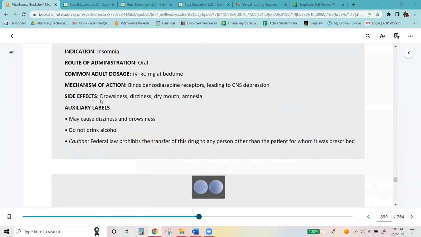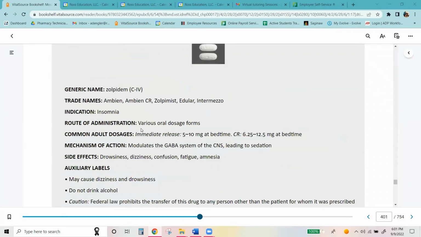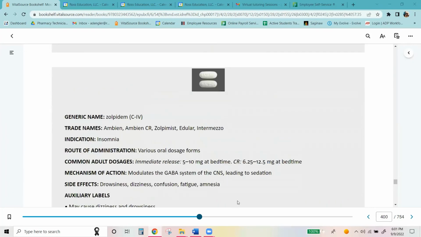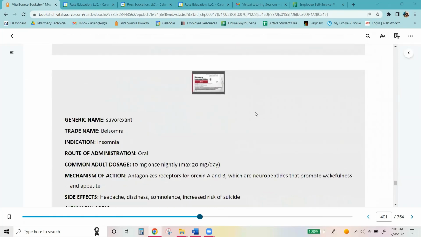And this is just kind of going more into it, listing the routes of administration. All of them are usually oral. Zolpidem is available in a few different oral dosage forms. I believe it's available in liquid and tablets and controlled release tablets.